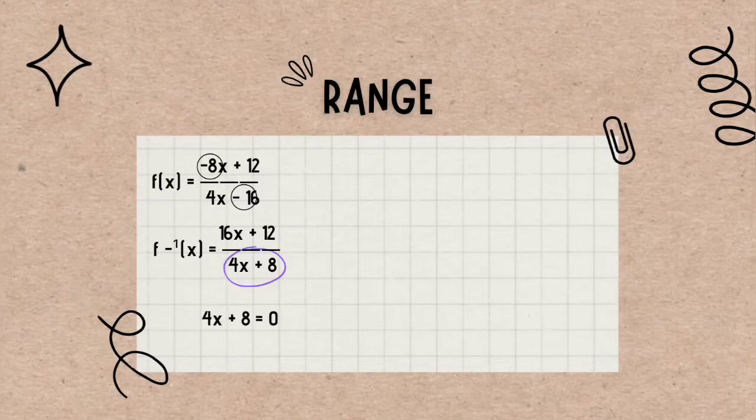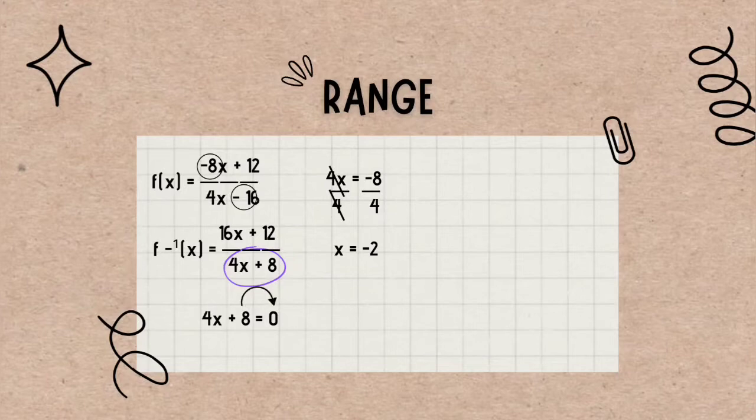4x plus 8 equals 0. Then, lipat natin sa right side. So, 4x equals negative 8. Then, let's solve for x. 4x divided by 4, cancel. Matitira lang ay x. Negative 8 divided by 4, so ang sagot ay x equals negative 2.